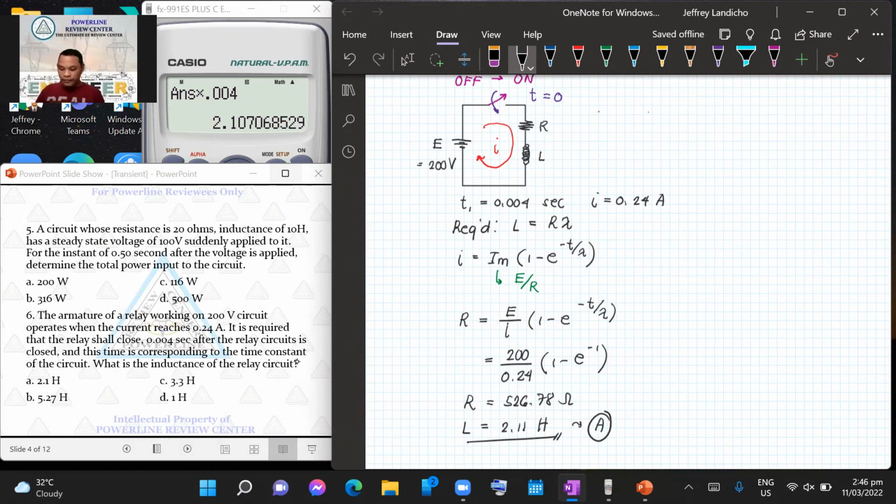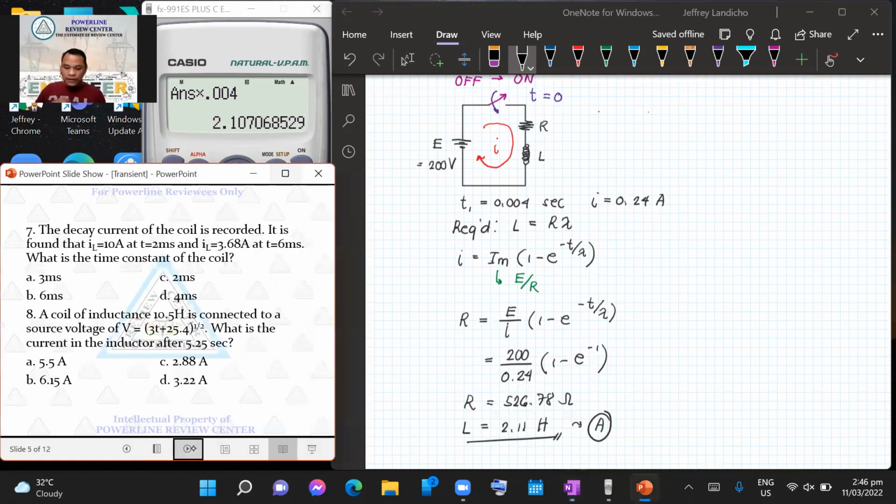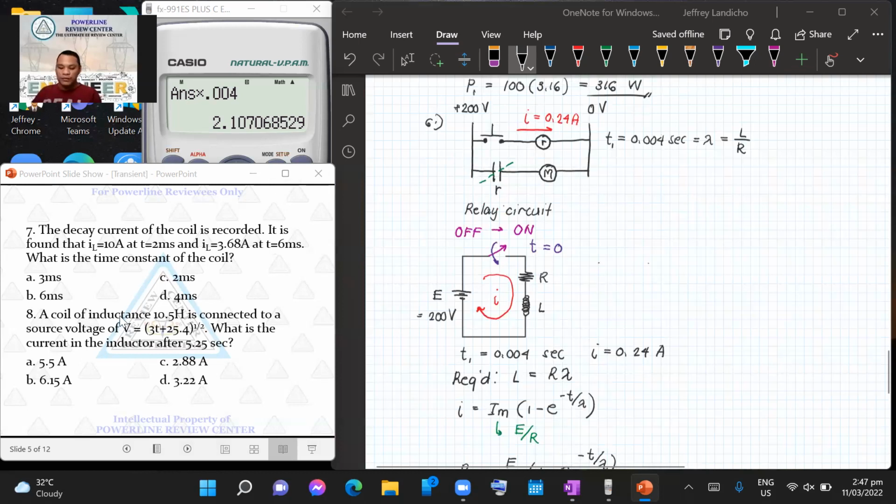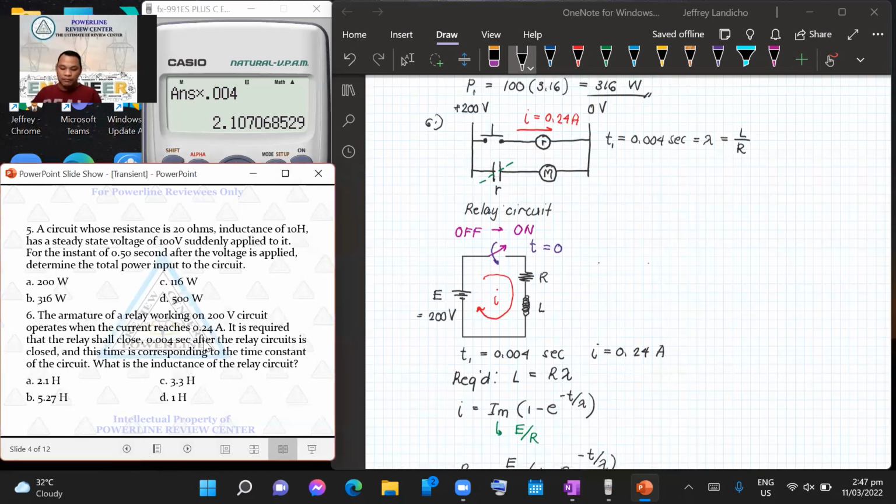Okay tayo doon? Gets natin? So, iwanan ko si number 6. Yes, sir. Sorry, sir. Paano nga naging negative 1 yung negative t over lambda, sir? Negative 1 since the time required for the current to reach 0.24 ampere is 0.004. And based on problem, that corresponding time, 0.004 second after the relay is close, this time is corresponding to the time constant. So ito palang 0.004 seconds na to, it is also equal to the time constant nitong ating relay.